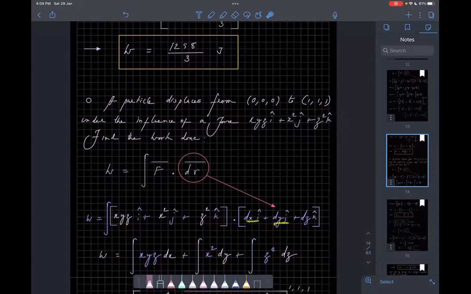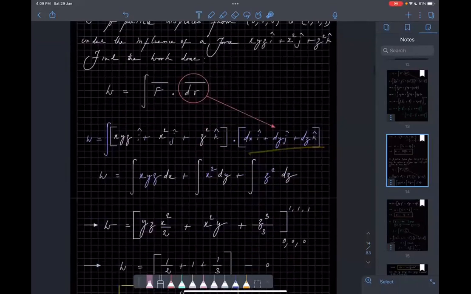Why is dr bar dx, dy, dz? In 3D, if you see dr bar, you move by dx in this direction, you move dy in this direction, and you move dz in this direction. Clear? So overall, it is dr. So that's why I'm writing this. So here, I'll now do the dot product. I multiply the coefficient of i with i, coefficient of j with j, coefficient of k with k. I'll get 3 terms. I separated the integrals in one step.